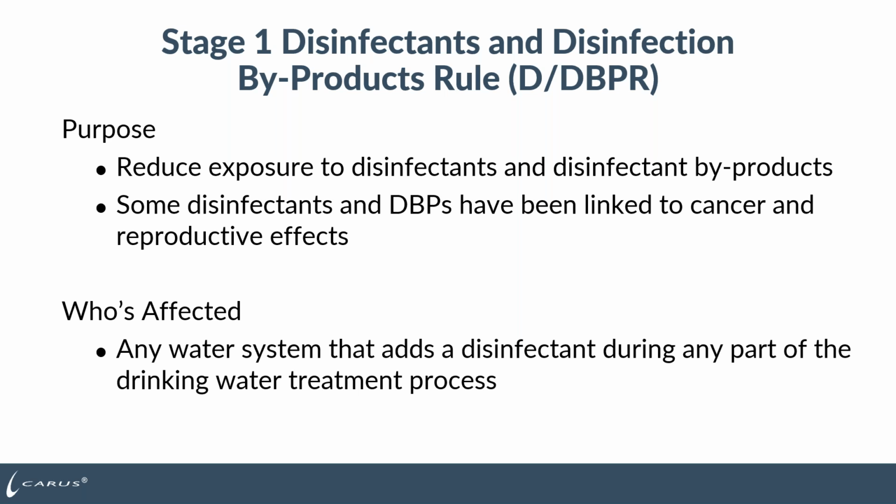Now, the Stage 1 rule affected any water system that added a disinfectant during any part of the drinking water treatment process. So you're required, if you're a drinking water plant, to add chlorine or chloramines for your final disinfection for the distribution system. This covered every water treatment plant in the US that was of a large enough size that they had to add a disinfectant.